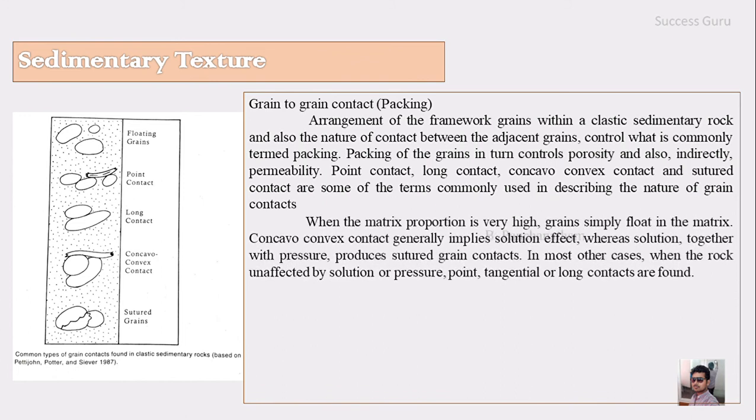So we will see the first one. When the matrix proportion is very high, then what happens? The grains are simply floating in the matrix, and such a contact is called the floating grain contact, or floating grains. A concave or convex contact generally implies there is a solution effect. So here is the concave or convex contact, which implies that this is due to the solution effect, whereas solution along with pressure produces a sutured contact. So here is a sutured contact which has been formed due to the action of pressure as well as solution.